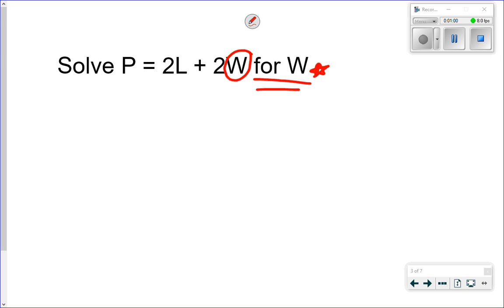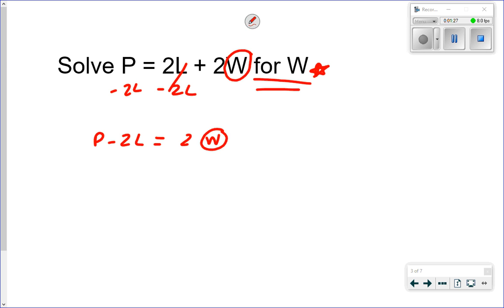So first thing I look to get rid of is addition and subtraction. So the 2L is being added to the 2W right now. So the opposite of adding is subtracting. So I'm going to subtract 2L from both sides. So on the right hand side, I'm left with 2W. On the left hand side, I can't put those together, so I'm just going to rewrite it. P minus 2L. Or some students might write negative 2L plus P, but it's the same thing.